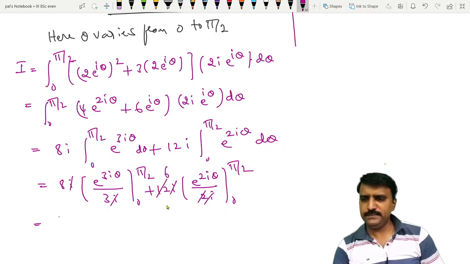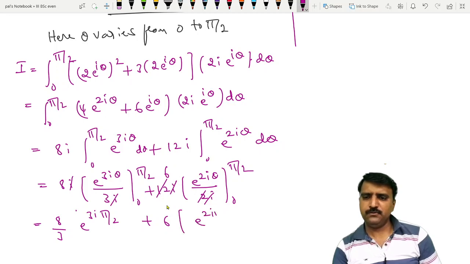It is 8 by 3 into e power 3i pi by 2 plus 6 into e power 2i pi by 2. 2 cancels here, 2 and 2 cancel, which is equal to 8 by 3 into cos 3 pi by 2 plus i sin 3 pi by 2.